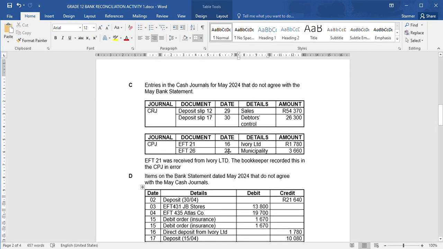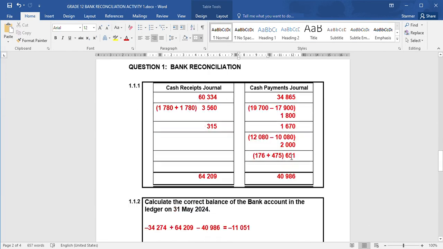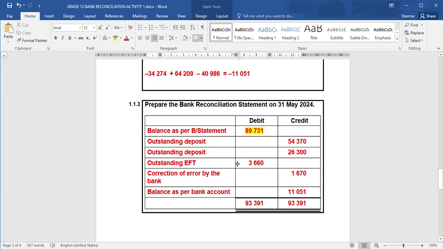This other EFT hasn't been recorded by the bank yet, so that will be an outstanding EFT. When you make an EFT payment, the bank owes you less money, so EFT payments that are outstanding appear on the debit side. This side is what the bank owes you. If you make a payment, you record on the debit side because the bank owes you less money here.